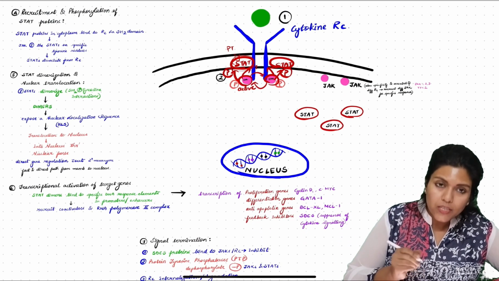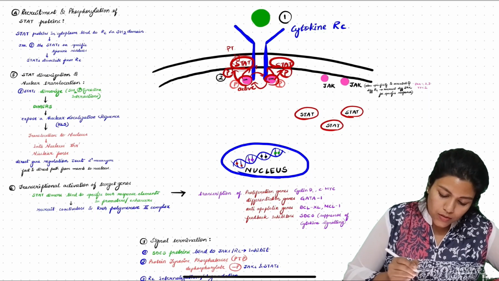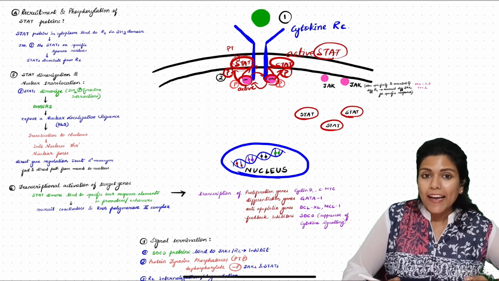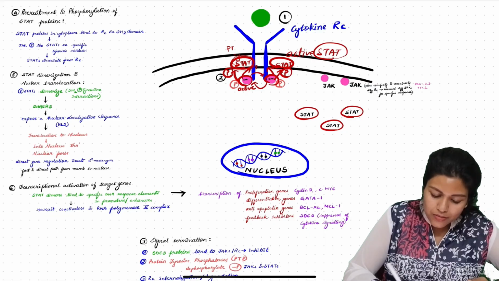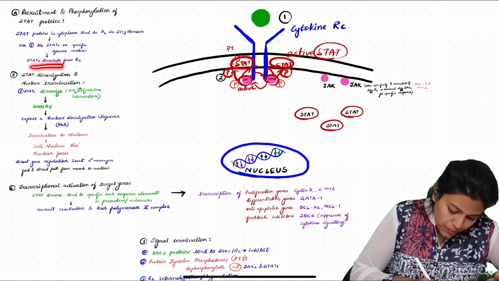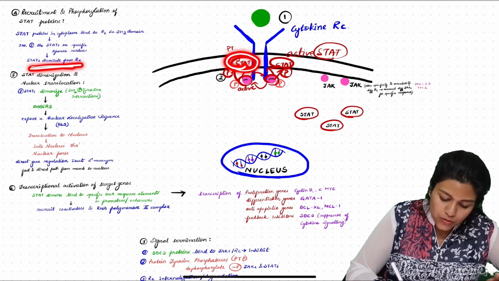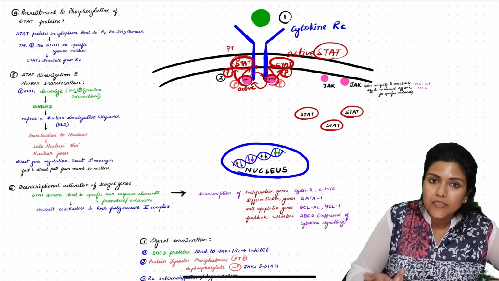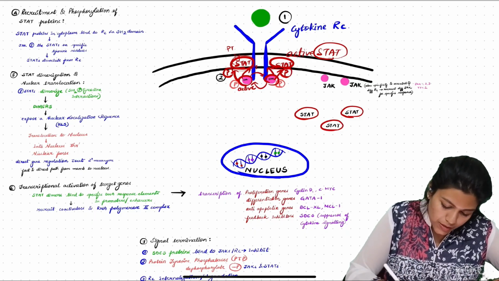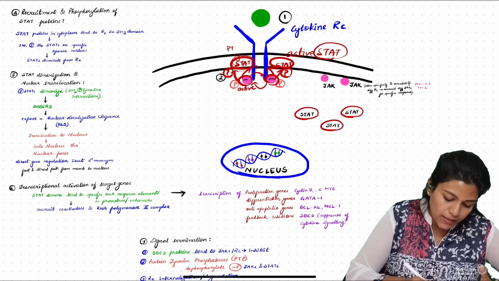Now, these phosphorylated STATs are also called the active STATs. The active STAT, because it is active, will now dissociate from here. It will dissociate from the receptor, from the membrane. The STAT molecule was bound to the cytosolic tail. After becoming active, it will dissociate from the receptor and move towards the interior of the cell.